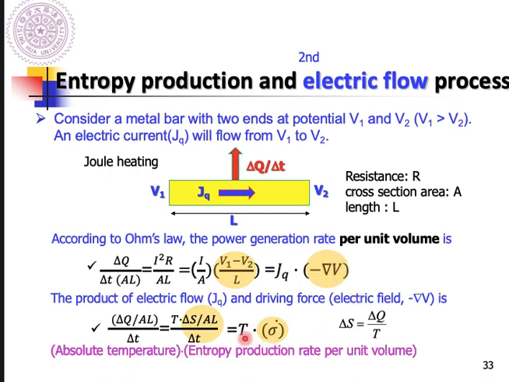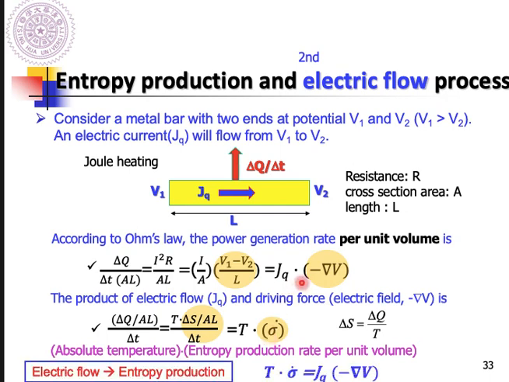So what we got is the absolute temperature times the entropy production rate per volume equals the current density times the minus electrical potential gradient. So in this case, we demonstrate that the electrical flow will lead to the entropy production, or you can say that electrical flow will cause the entropy production. And we also show that in the electrical flow process, the flux part is the current density, and the driving force is the minus electrical potential gradient.